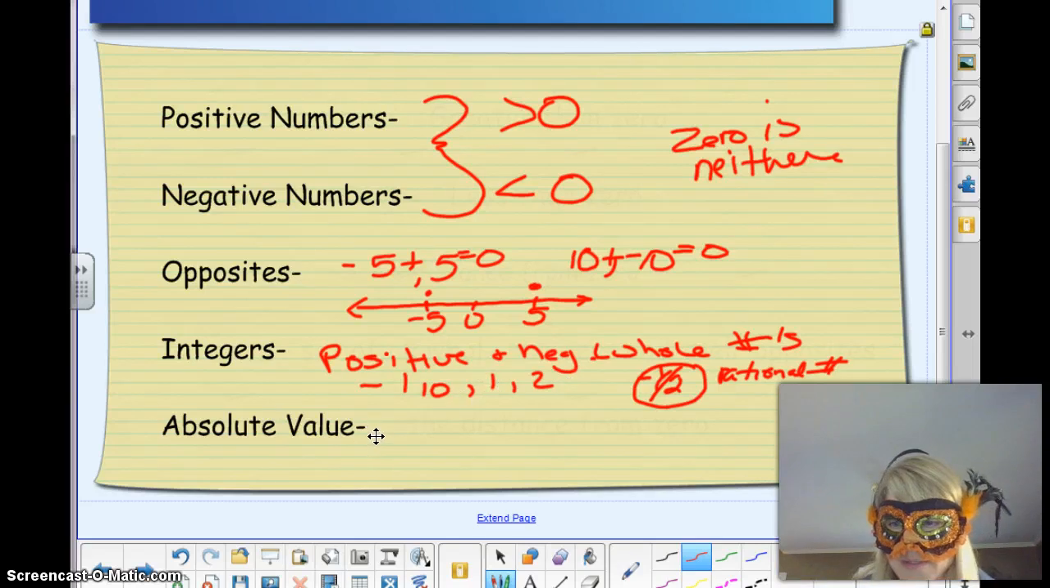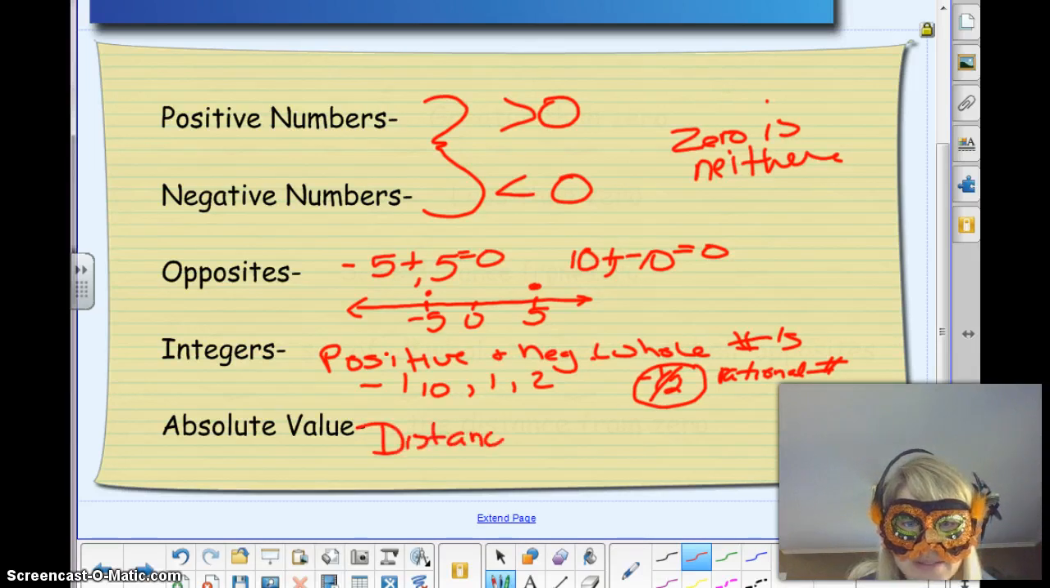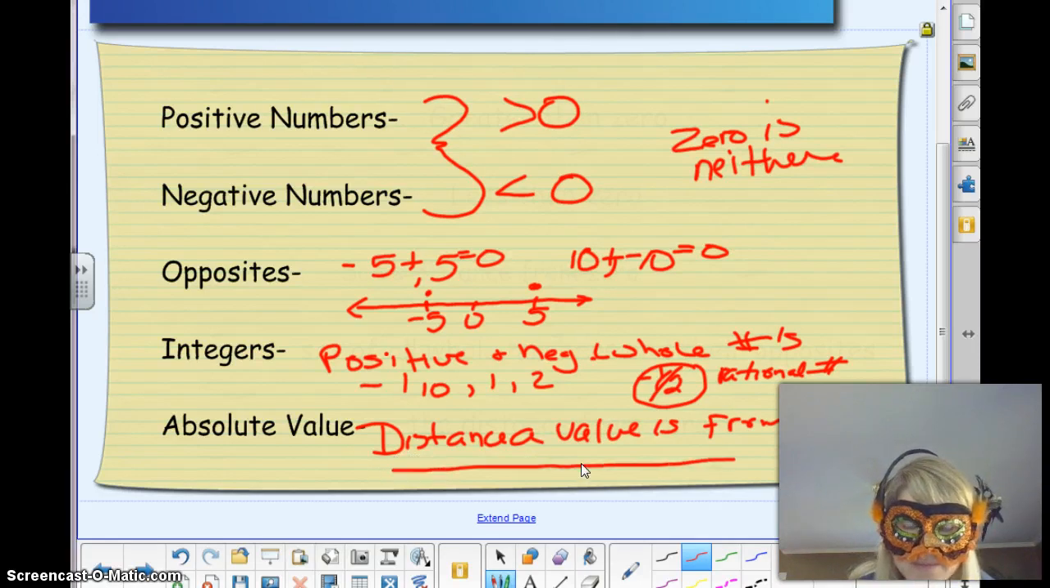Now, absolute value is something that's often confused. This wants to know the distance the number is. We'll say distance of the value from 0. Okay? So unless we're talking about 0, it might have two meanings. So if I have negative 5 and I have positive 5, the absolute value here is going to be 5. This is 5 places away from 0, and this is 5 places away from 0.